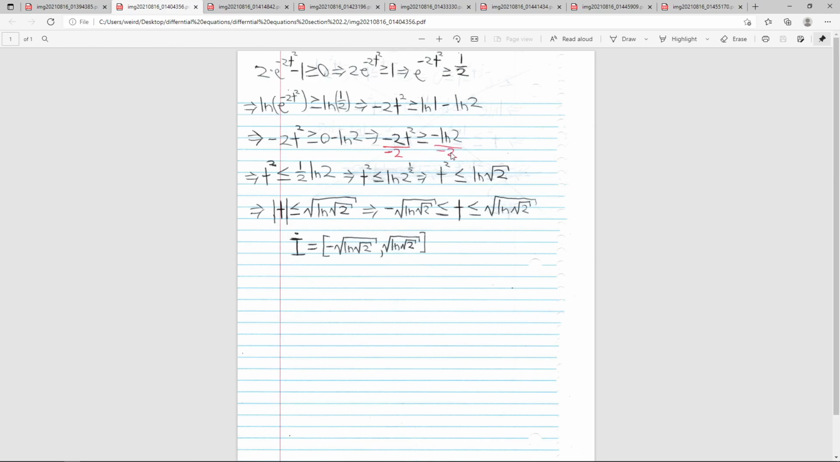We can divide by negative 2, and we have to swap the sign, so it's t squared less than or equal to 1/2 ln 2. Negative 1 divided by negative 2 is just positive 1/2. Then we put the 1/2 power, so it's t squared less than or equal to ln square root of 2. Then we have the absolute value of t less than or equal to the square root of this, because when we take the square root, we have to consider both positive and negative.